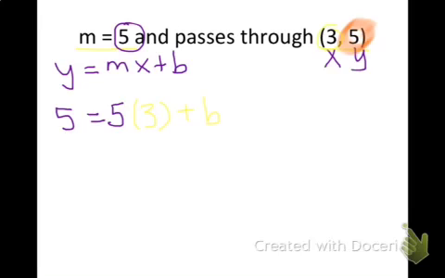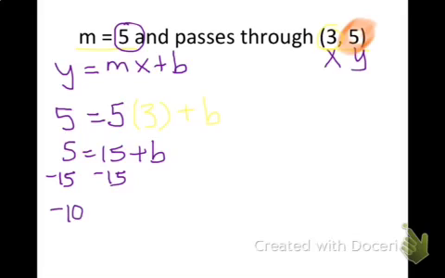The whole point of this step is to find out what the y-intercept is. Because once we have the slope and the y-intercept, we can just do what we did for the last type of problem. So when we do that, we get 5 is equal to 15 plus b. The last thing to do to get b by itself is to subtract 15 from both sides. So you get negative 10 is equal to b. Now we cannot stop here. That's just b. We have to actually write the equation.